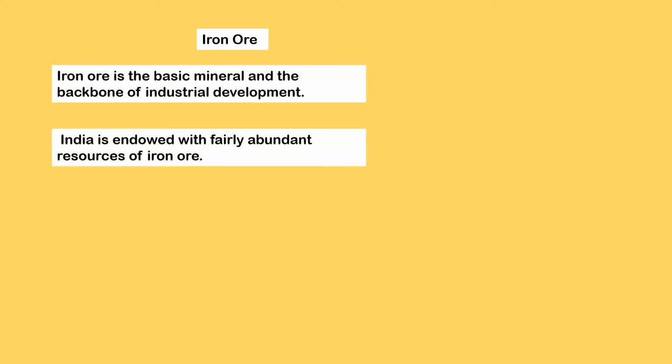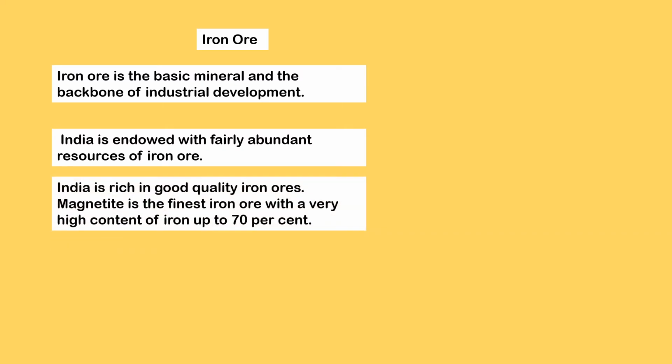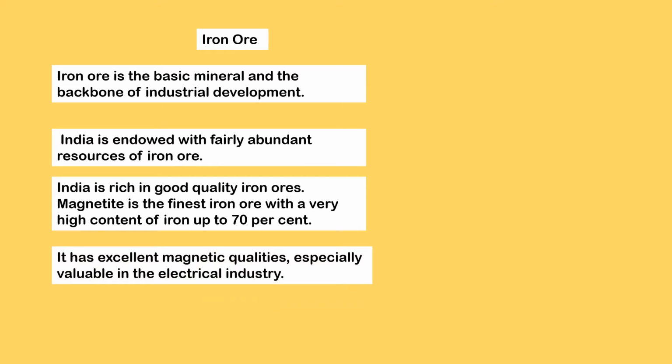Iron ore. We are going to learn about iron ore. Iron ore is the basic mineral and the backbone of industrial development. India is endowed with fairly abundant resources of iron ore. India is rich in good quality iron, and magnetite is the finest iron ore with a very high iron content of up to 70%. It has excellent magnetic qualities, especially valuable in the electrical industry. So children, learn this, write and learn by heart.